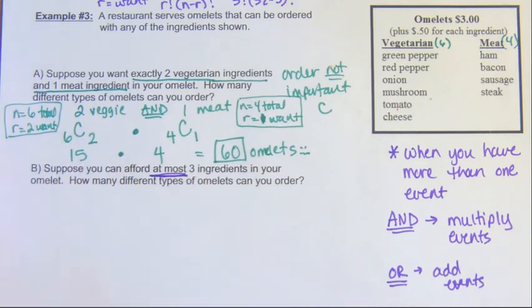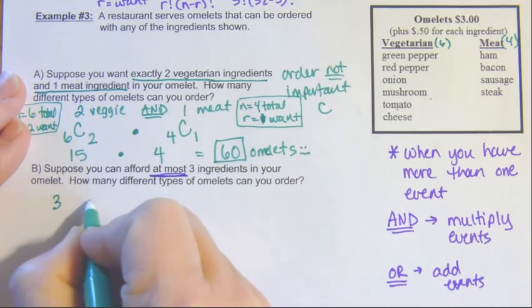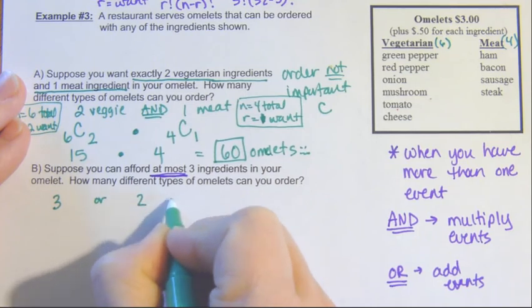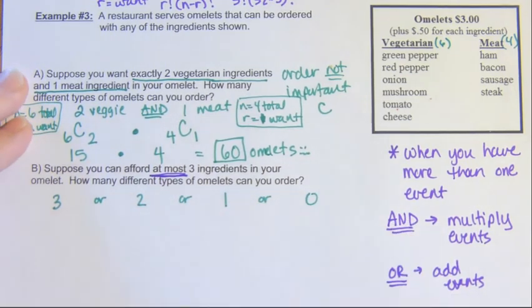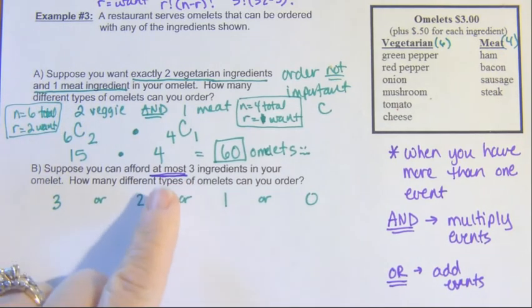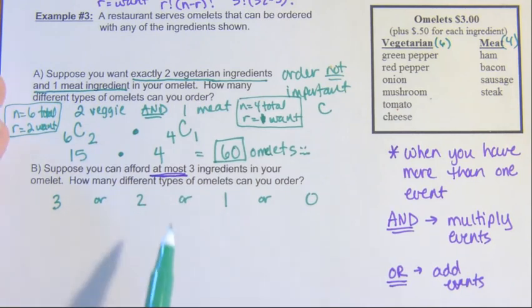I'm not telling you if I want vegetables or meat. I don't care. The most I want is 3, because if you get too many, it gets gross. So at most 3 means I want 3, or I want 2, or I want 1, or maybe I don't want anything. If it would have said at least 3, it would be 3 or 4 or 5 or 6 or 7 or 8 or 9 or 10. That's what at least would mean.